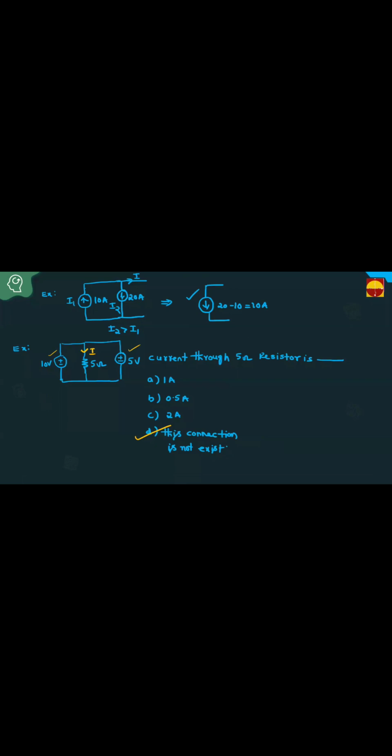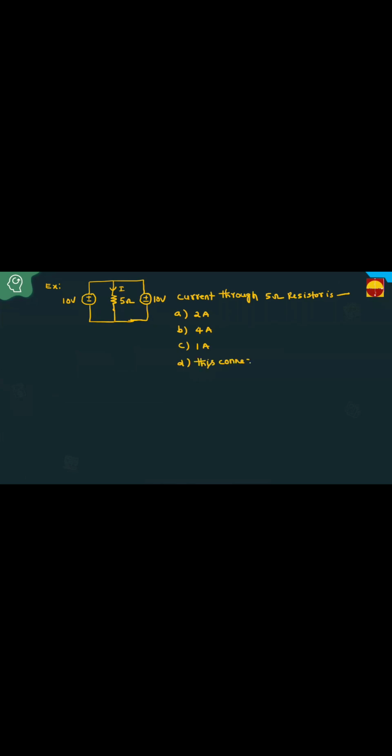One more model I'm writing here. Can you try this? This is plus minus 10 volts, this is 5 ohms, and this is plus minus 10 volts. This is I. The current through the 5 ohm resistor is dash. Option A, 2 amperes. Option B, 4 amperes. Option C, 1 ampere. Option D, this connection does not exist.